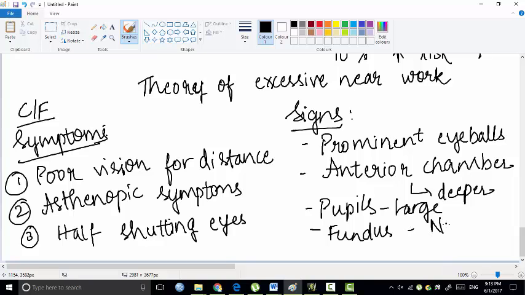So here the differences between myopia and hypermetropia are clearly seen. In hypermetropia, the anterior chamber becomes shallower, the pupils are small, and the fundus is also normal there, though it may have some changes too. Now coming to diagnosis. Diagnosis is by refraction.